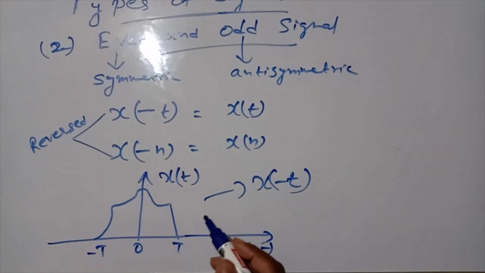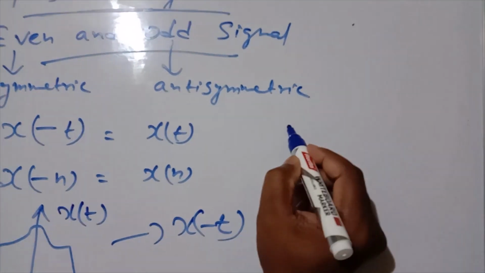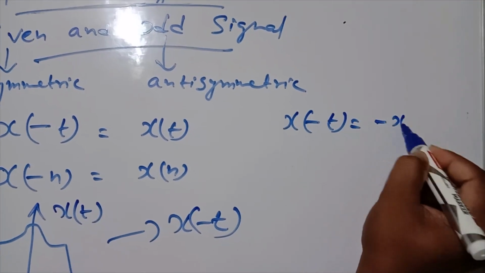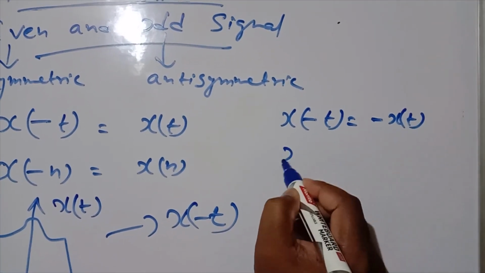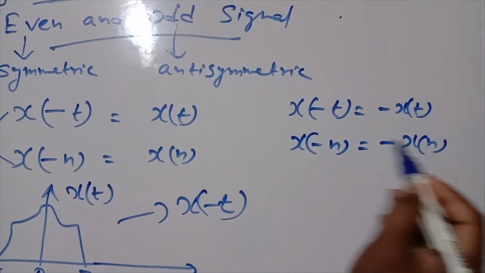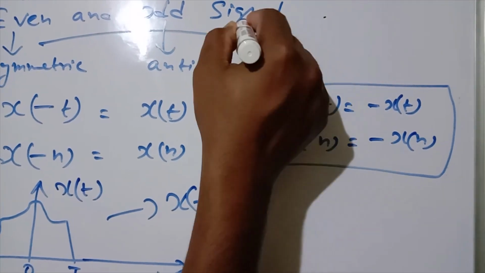And for an odd signal, we have the condition x of minus t gives minus x of t, and for the discrete time signal, x of minus n gives minus x of n. Both these conditions represent the anti-symmetric signal or the odd signal.